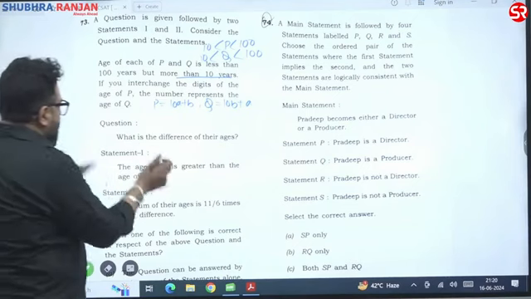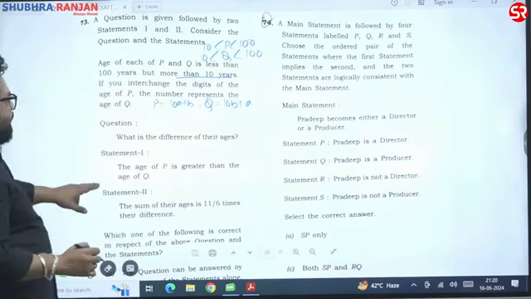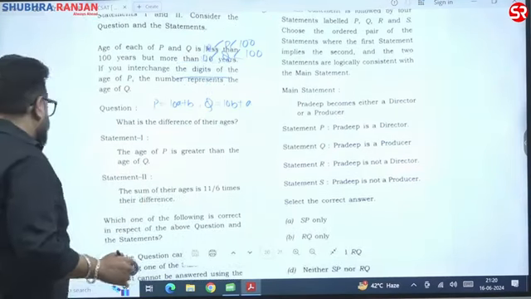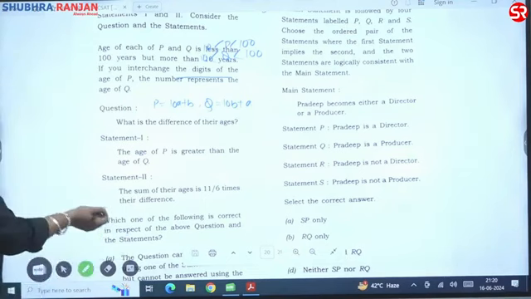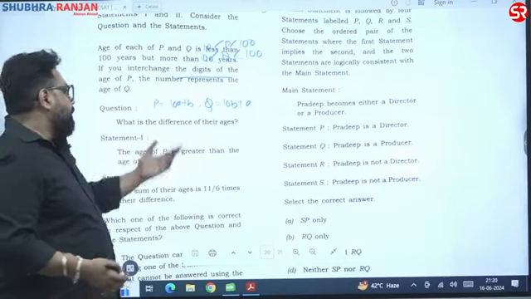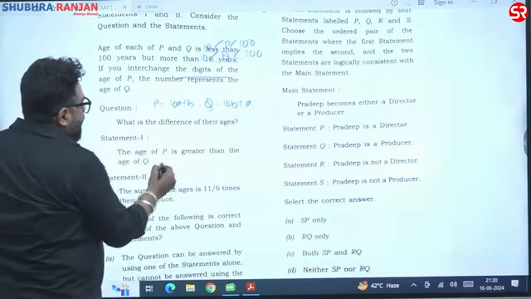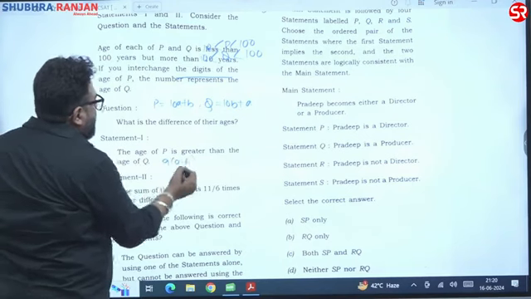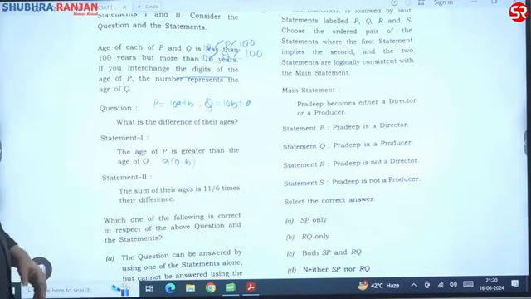So what will happen with this? The difference between the ages will come, guys. Would you be able to find the difference? If you have to find the difference of ages, definitely if you subtract these two, it would be 9 times A minus B. Now we don't know A, we don't know B. How can we say that we would be able to find it? No. Statement 2 says the sum of their ages is 11 by 2 times the difference.